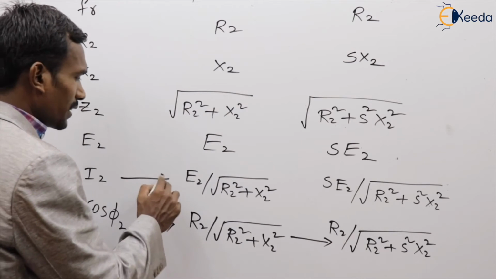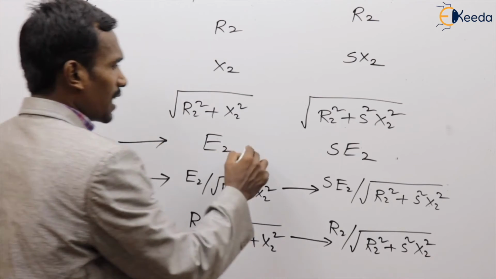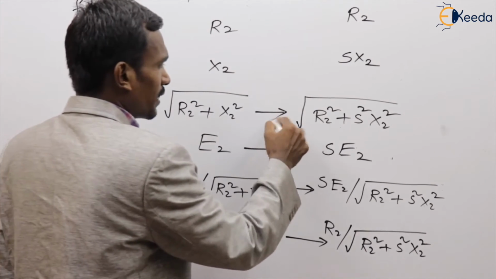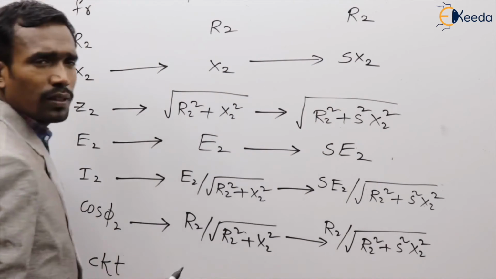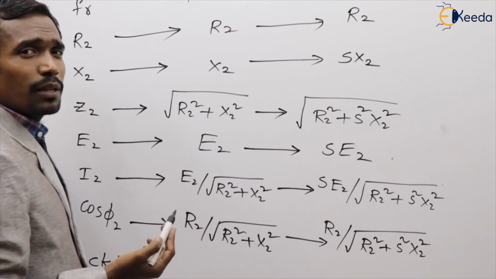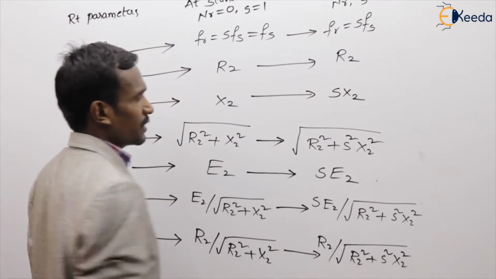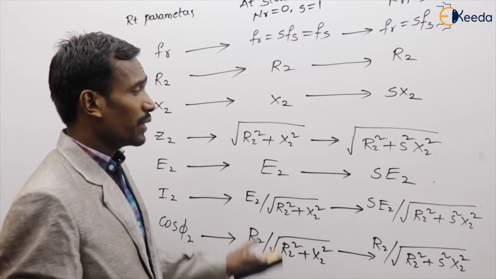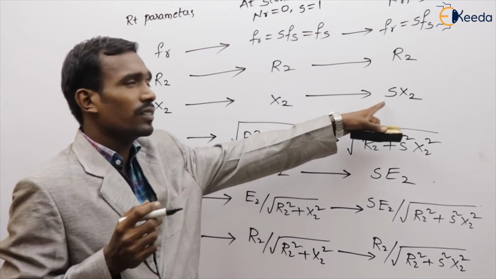This is the current at starting and running condition. This is the EMF at starting and running condition. This is the impedance at starting and running condition. This is the reactance at starting and running condition. This is the resistance, same for starting and running condition because independent of frequency. This is rotor frequency at starting and running condition. Okay, these are important. You have to remember all these, especially this one.